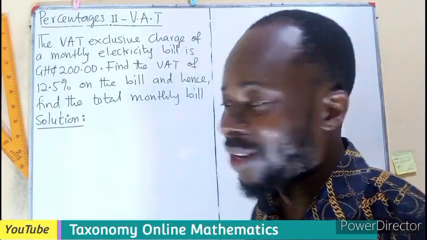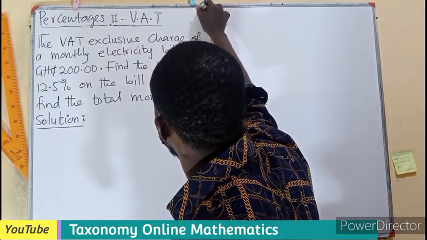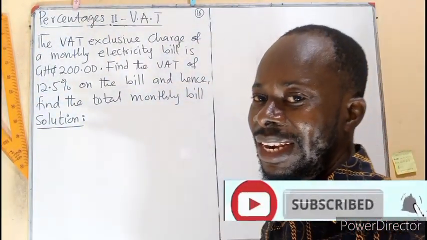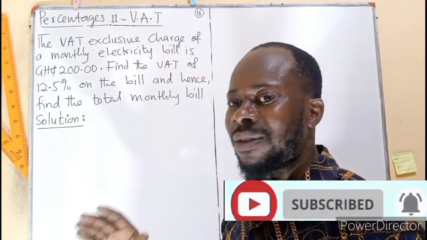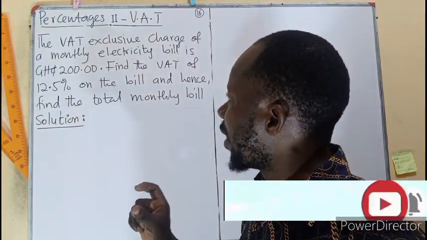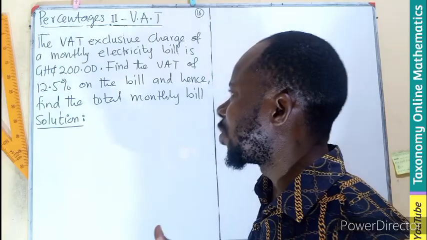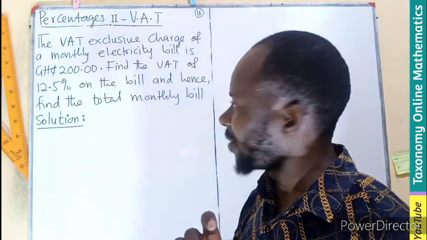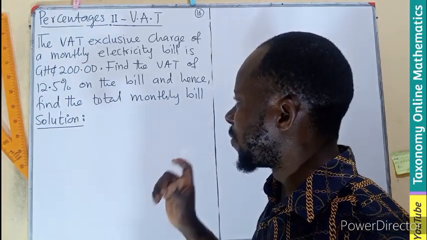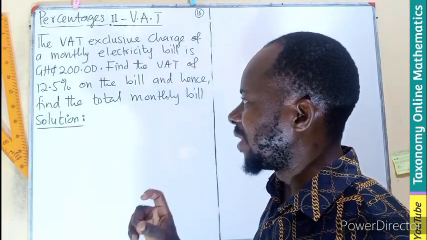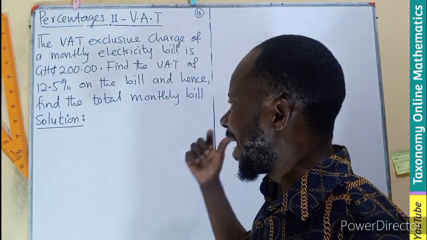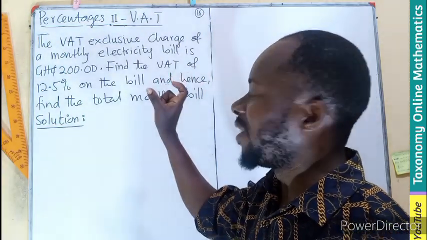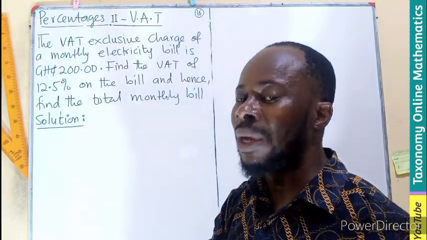This is episode 16 of the tutorial on percentages 2, where we are picking the value added tax, VAT. So the value added tax exclusive charge of a monthly electricity bill is 200 cedis. Find the VAT of 12.5% on the bill and hence find the total monthly bill. Remember, the VAT exclusive is talking about the basic cost.